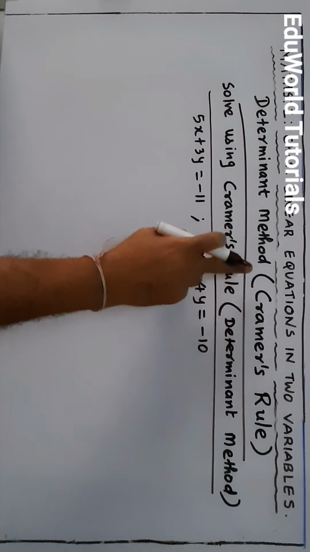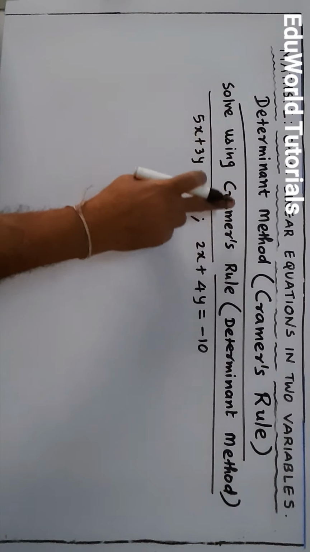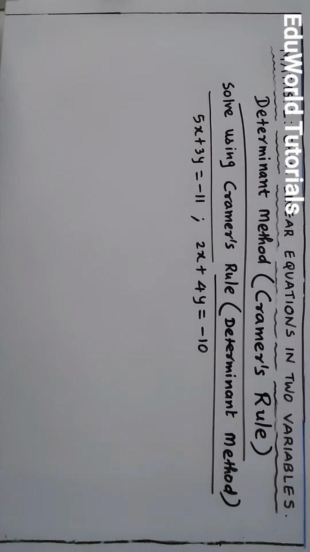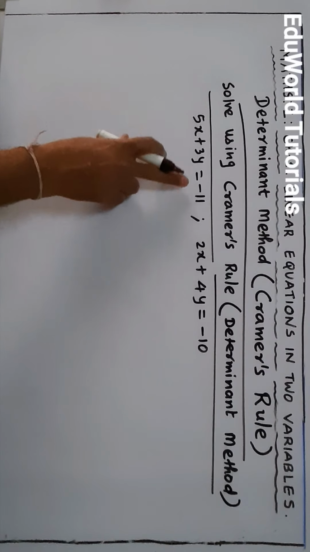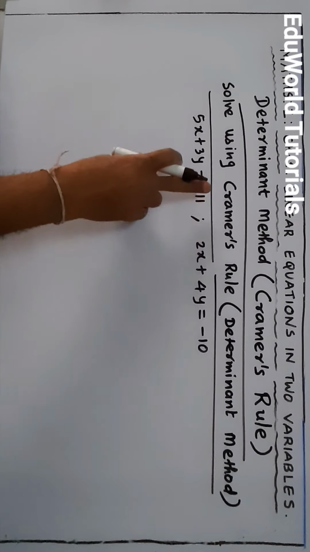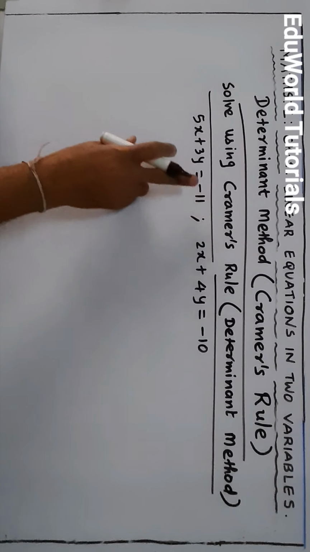Please remember, students, the determinant method is also called Cramer's rule. So how is the determinant method used to solve linear equations in two variables? I have written a solved example, which is given on page number 14 of your textbook. It says: solve 5x plus 3y equal to minus 11 and 2x plus 4y equal to minus 10 using Cramer's rule. So in the beginning, what do we have to do?